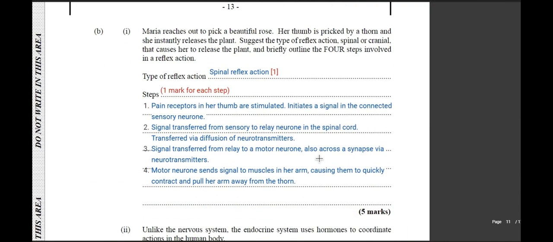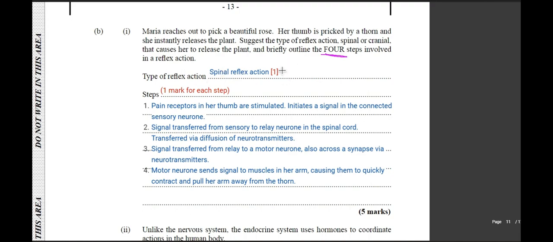Part B. Maria reaches out to pick a beautiful rose. Her thumb is pricked by a thorn and she instantly releases the plant. Suggest the type of reflex action, spinal or cranial, and outline the steps. So we know it's a reflex, what type of reflex, and outline the steps of it. And notice 4 steps. So you have to describe it in 4 steps.